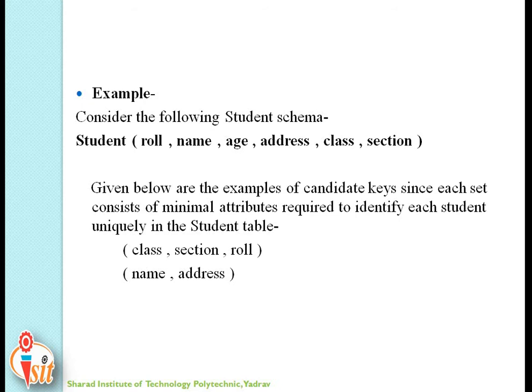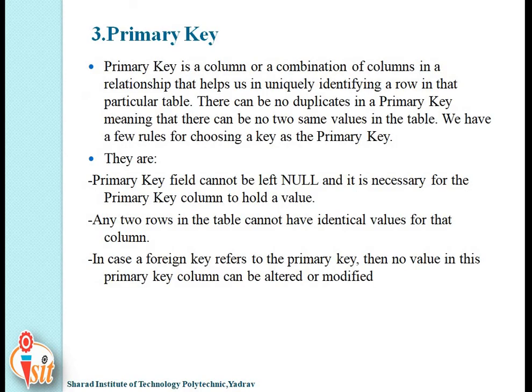Now here, what is the super key of this example? That is roll number, name, age, address, class, section. This is the example of a super key. Now, as I told you, a candidate key is a subset of a super key. That's why here class, section, roll number is a subset of that super key, and name and address are also a subset of that super key. That's why it is a candidate key.